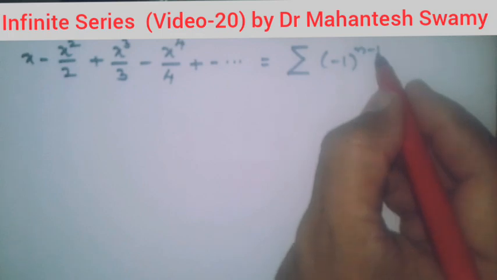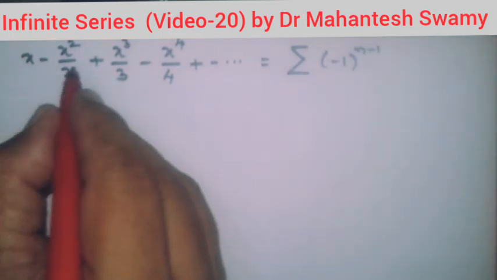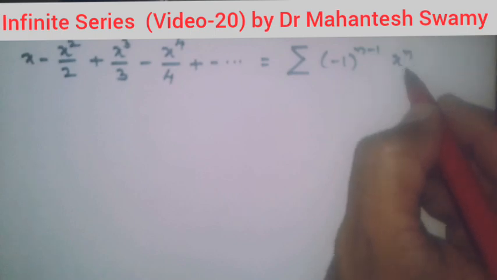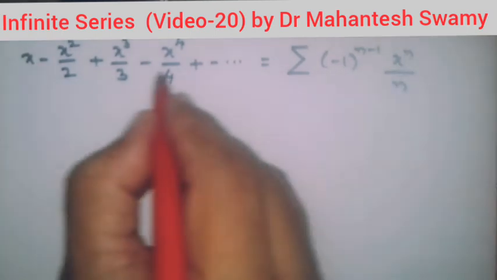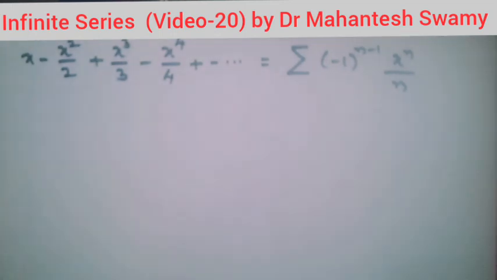Minus 1 to the power of n minus 1 will account for the alternating positive and negative signs, and the nth term will be x to the power of n divided by n. So this series is called the logarithmic series.